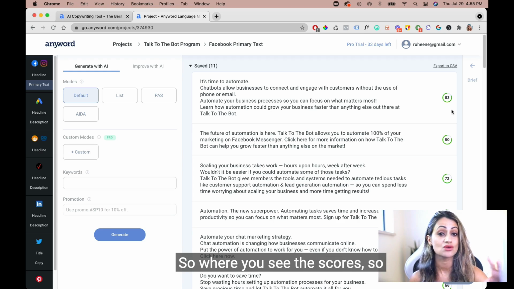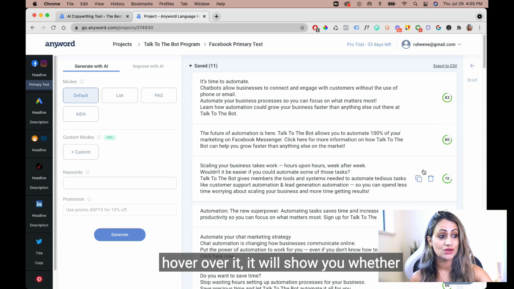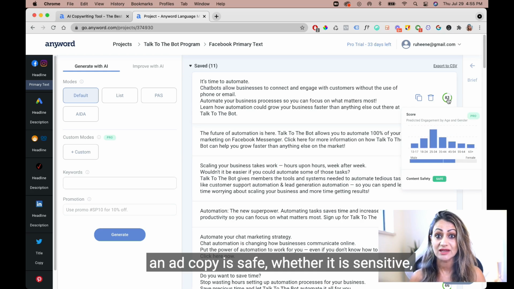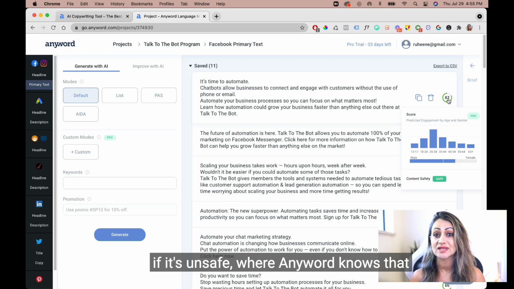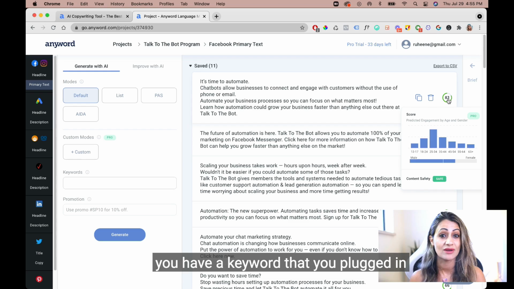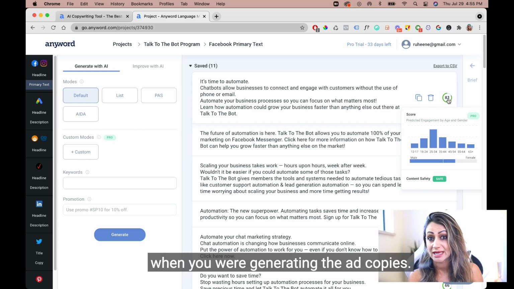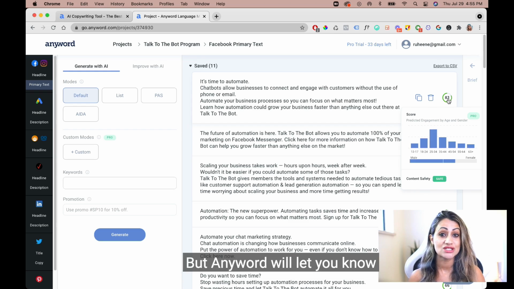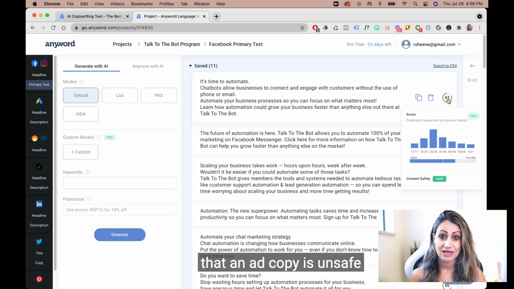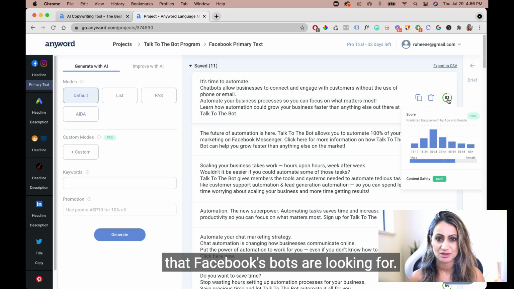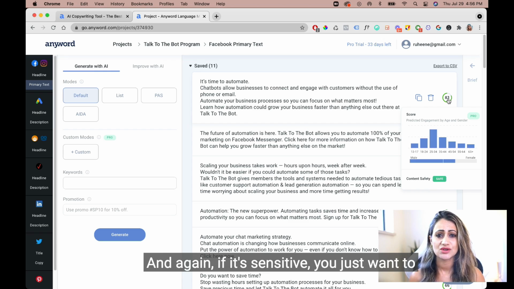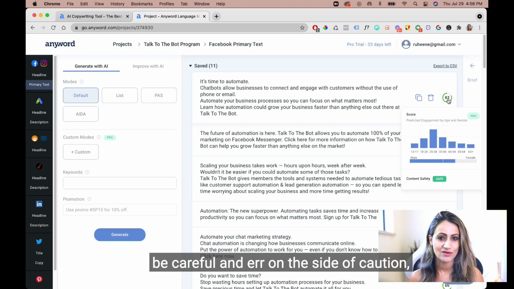So where you see the scores, so where you're seeing 83, 80, if you hover over it, it will show you whether an ad copy is safe, whether it is sensitive, which means you might need to check that ad copy and be careful when you use it, or if it's unsafe, where Anyword knows that there is a word in there, probably because you have a keyword that you plugged in when you were generating the ad copies. But Anyword will let you know that an ad copy is unsafe if it has one of those trigger words that Facebook's bots are looking for. And again, if it's sensitive, you just want to be careful and err on the side of caution.